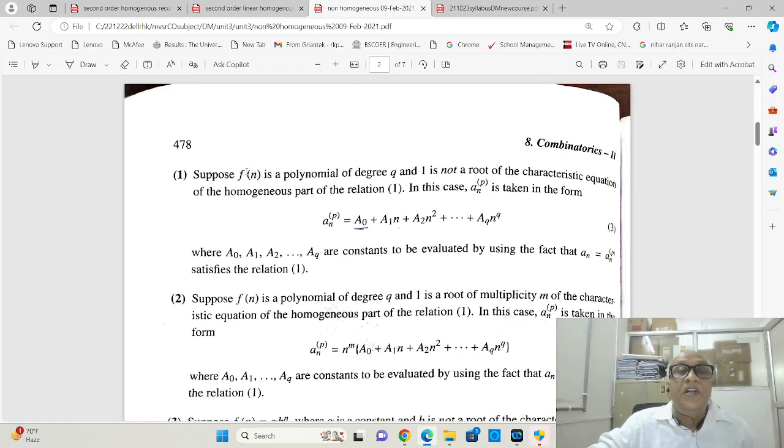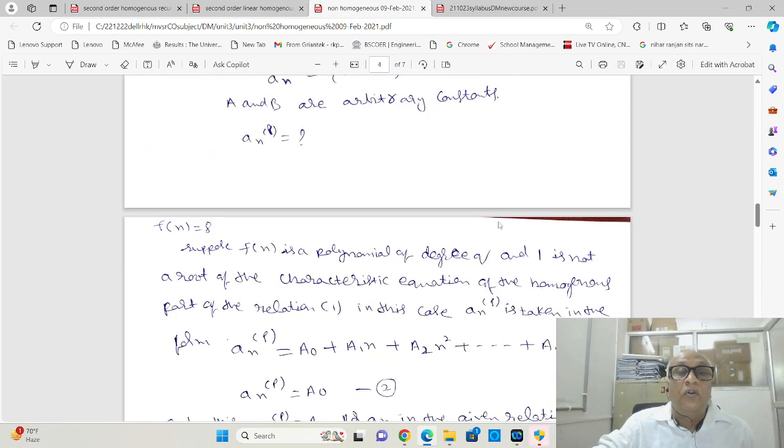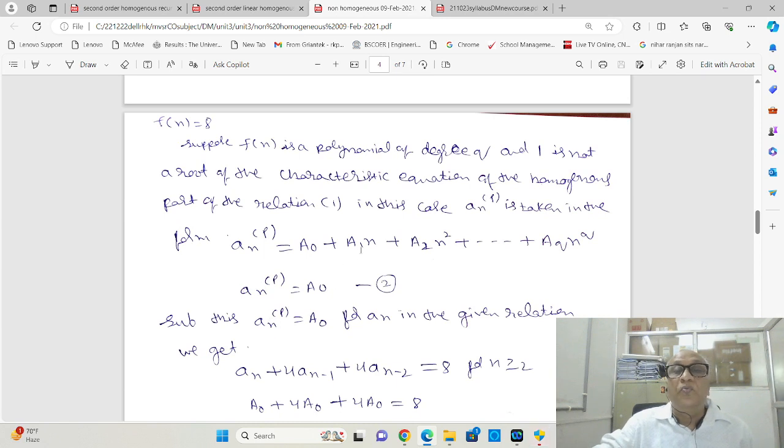This is the first case. Fn is a polynomial of degree q and 1 is not a root. Then we have to use this form: a0 plus a1n plus a2n square plus up to aqn to the power of q. So we know that, as Fn is only 8, this will be replaced with only a0, the rest of the terms will not matter. So the particular solution ANP will be a0.